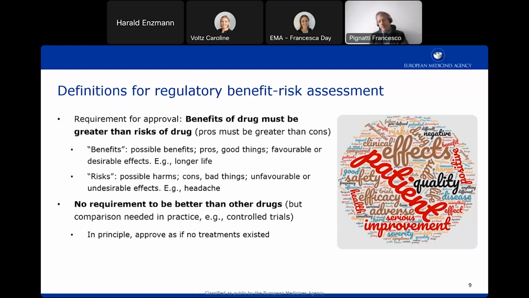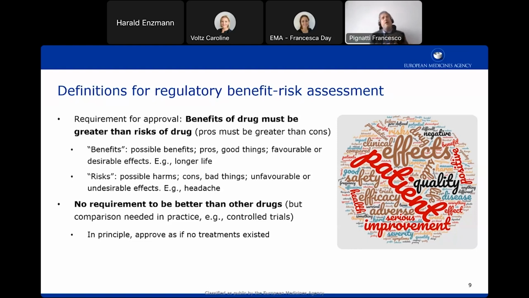And that was also a surprise to me when I came to the agency, that the drugs, in order to be approved, don't necessarily need to be better than what's already on the market. They can be similar. And I think you've discussed this in the previous presentations. Now, why is this strange?